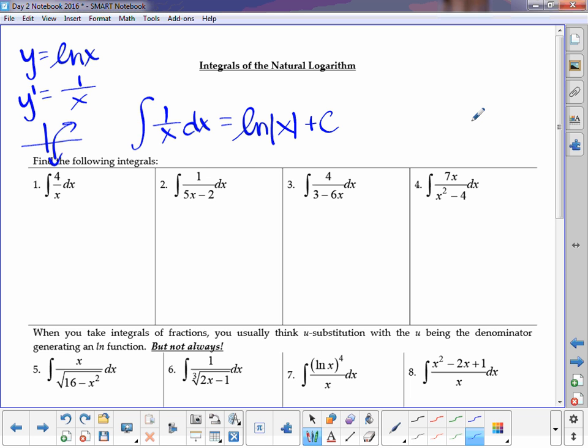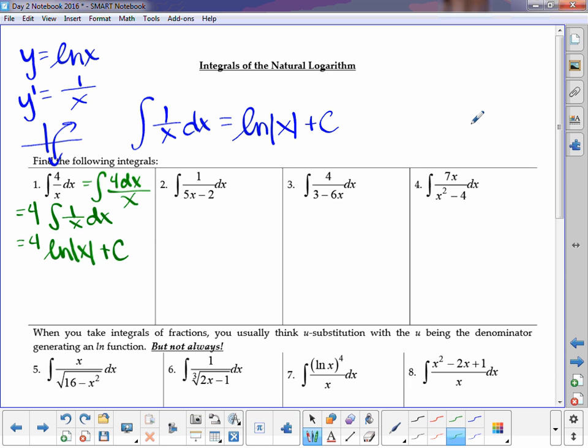Let's do number 1 first, though. All right, the integral of 4 over x dx. I don't like that 4 being there. What can we do with it? Let's bring it out front. What is the integral of 1 over x dx? Natural log of the absolute value of x. Ta-da! Now sometimes you might see the integral written like this. Don't let the dx on top throw you off. It's the same thing as that. Any questions on number one?